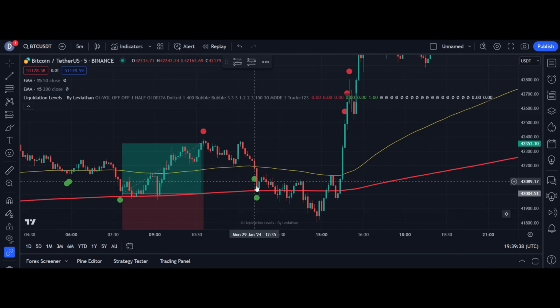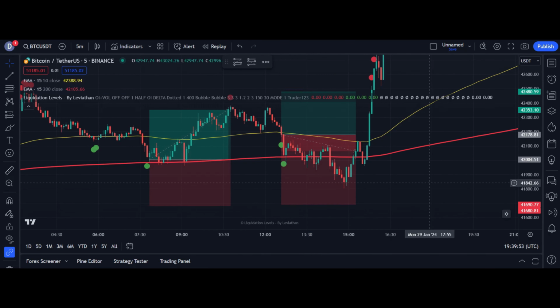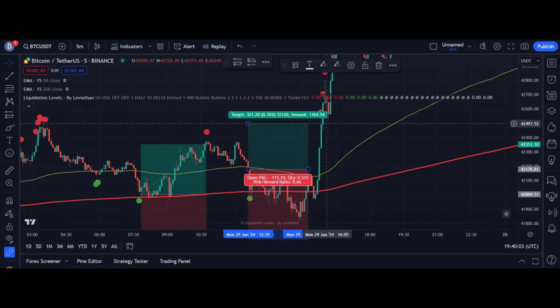Right next to it is another potential entry into a position. The stop loss and take profit would be set similarly to the previous positions, but we would also exit the trade prematurely when the red bubble appears.